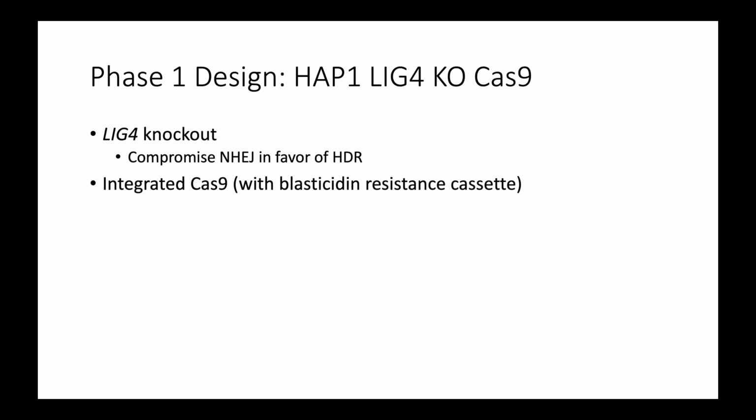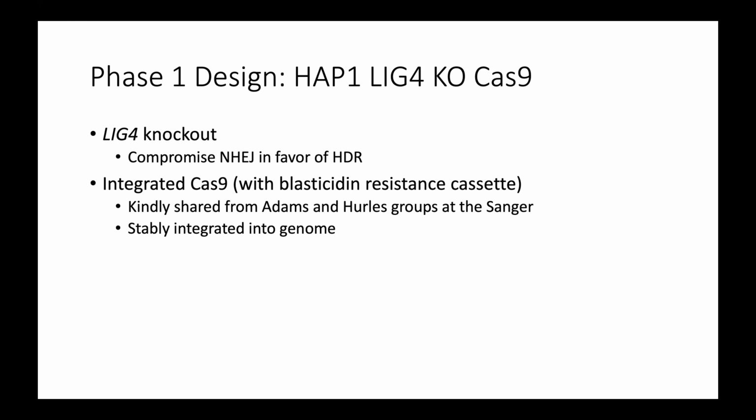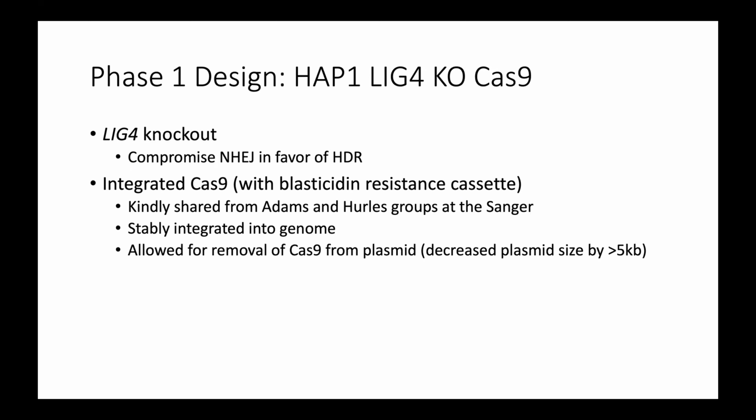It's integrated with Cas9 along with a blast resistance cassette. These cells were kindly shared with us from the Sanger, and this Cas9 cassette is stably integrated into the genome. What it allowed us to do was remove Cas9 from the plasmid itself. So this decreased the plasmid size by over 5 kilobases, which increased our transfection efficiency by multiple fold.